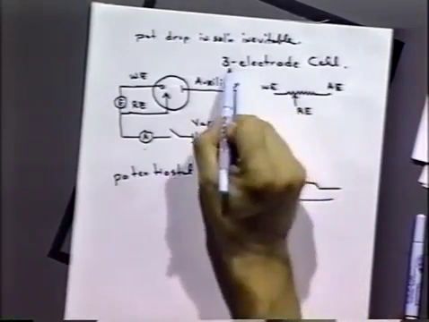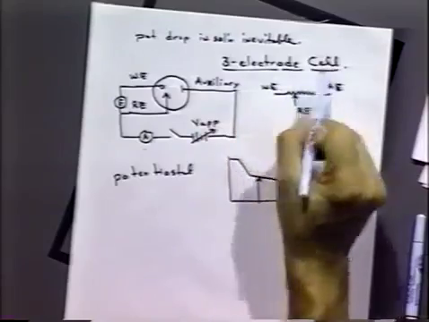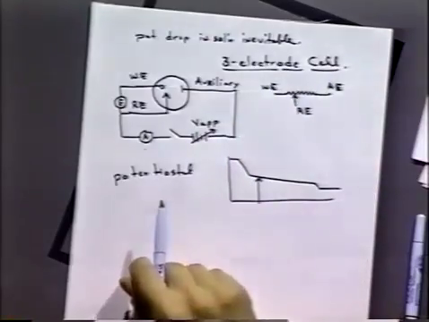So 3 electrode cells are very often used, particularly in synthetic type systems where we have large current flows through the system, where we want to have good, accurate potential control of the system. Use a potentiostat for that process.